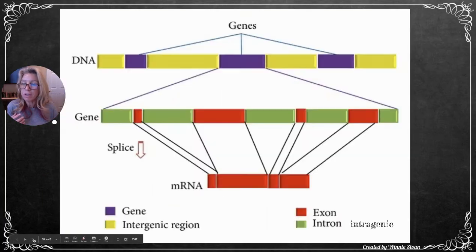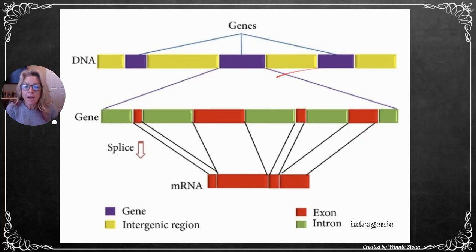I think I have a good picture coming up here. Oh, so here, I can help you with that. Okay, so if you look right here, the genes are in purple, okay, and then intergenic, in between the genes, right, are these yellow areas here.